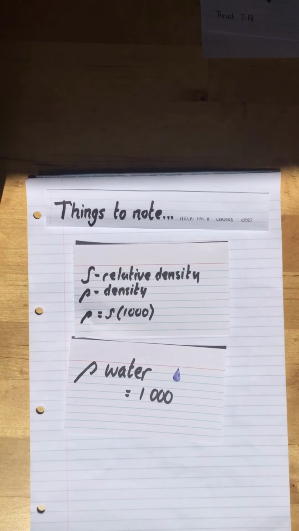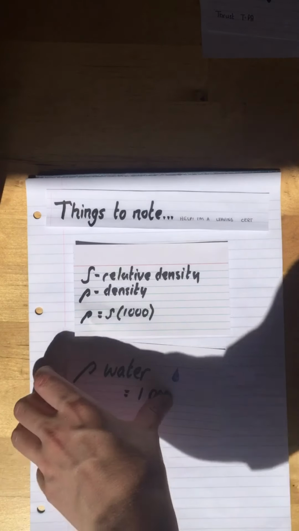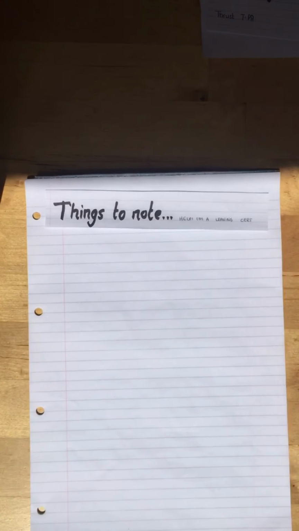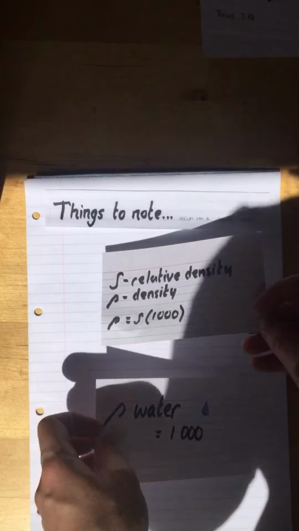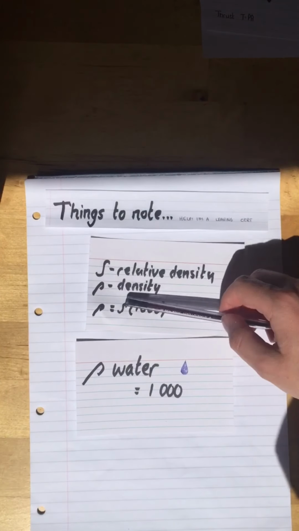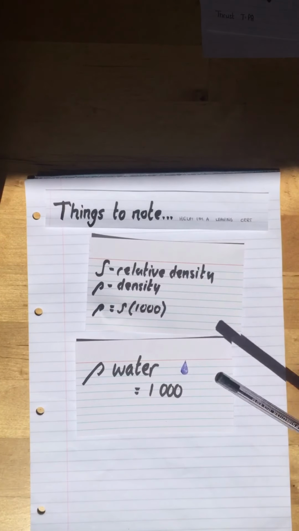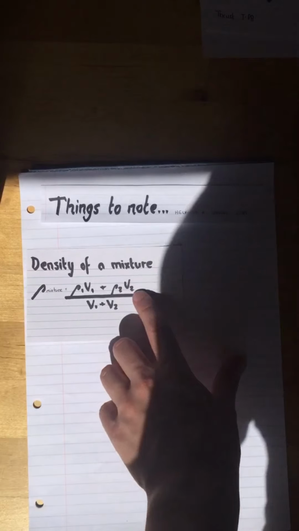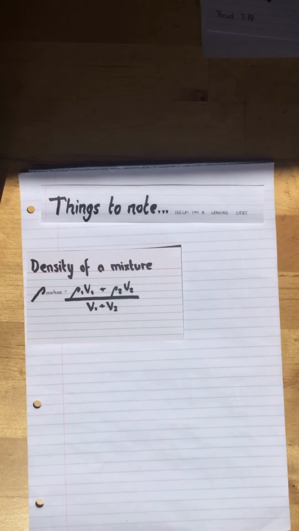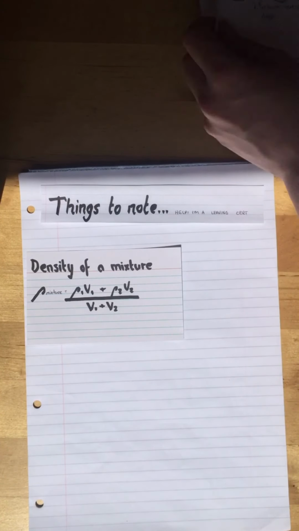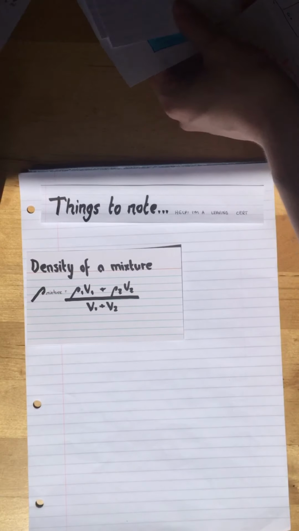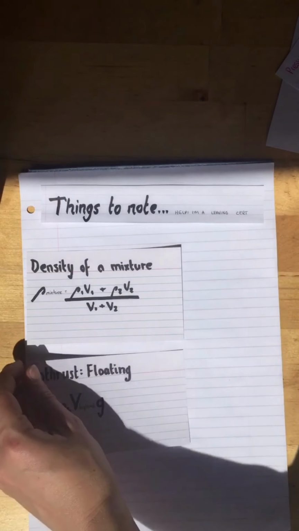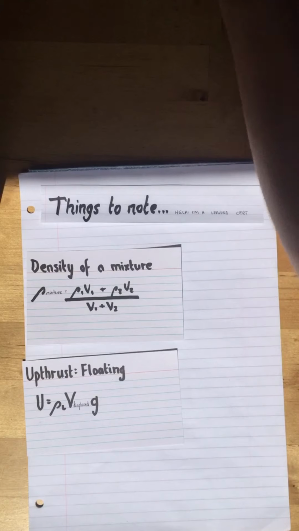Another thing I said was important is to know the formulae that are not in the formula and tables. I know this is not in the formula and tables, that relative density is density divided by 1,000, or density is relative density multiplied by 1,000. The density of water is 1,000. The density of the mixture formula is not in the formula and tables. You need to know that. What else isn't in the tables? The upthrust formulas. So you have your floating one, and there is the one for the fixed as well.